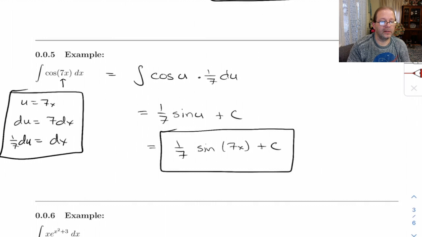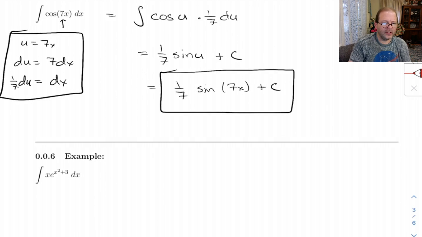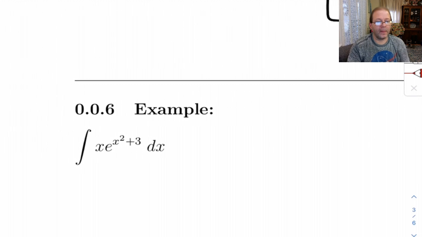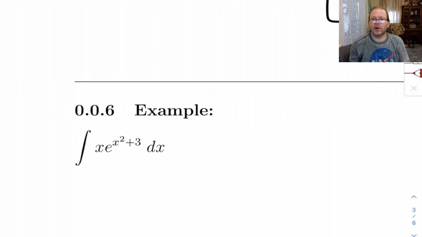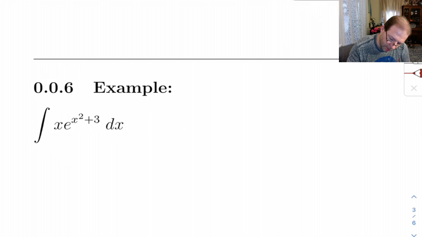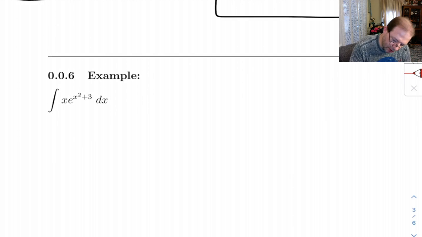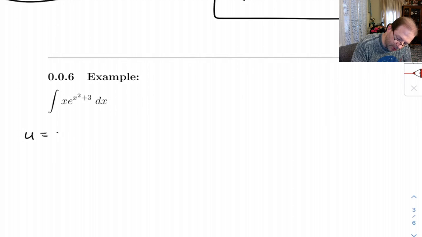All right. Okay, this next one. It might not be obvious what our inside function is here. But the thing that's the inside function is the x squared plus 3, because it's inside of that exponentiation function. So what I'll do is I'll let u equal x squared plus 3. du then is going to be 2x dx.